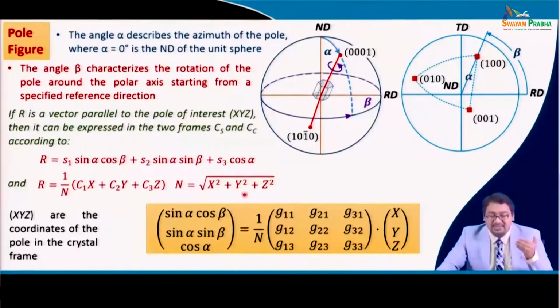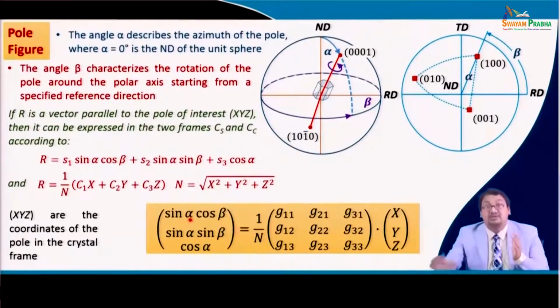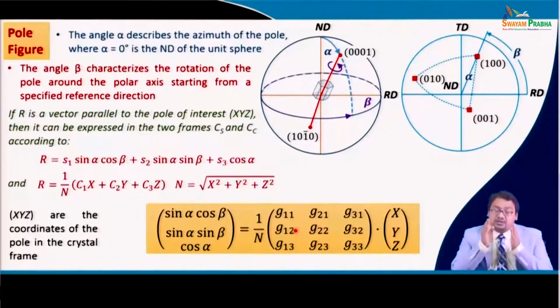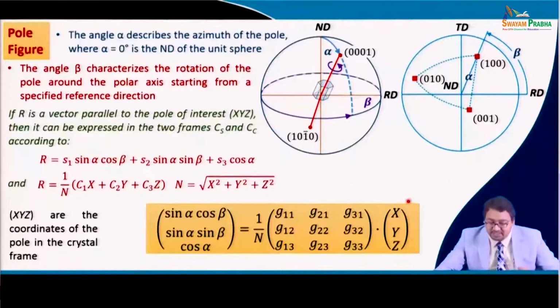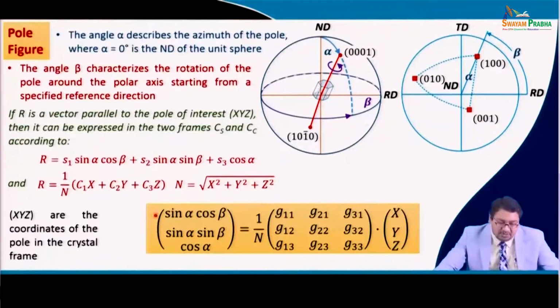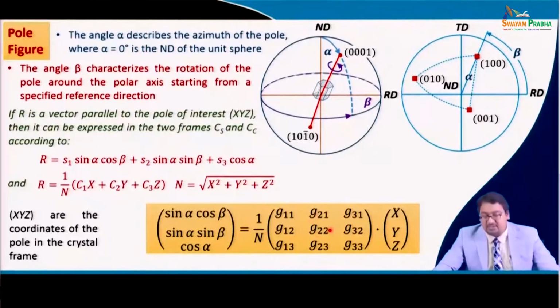Now, x, y, z is the coordinate of the pole in the crystal frame. If we relate the sample reference system with the crystal reference system, we find that sin alpha cos beta, sin alpha sin beta, cos alpha, which is the sample reference system, times the G matrix is equal to the crystal reference system, that is x, y, z, normalized by 1 by n, which is root of x square plus y square plus z square. So Cs times G is equal to Cc.